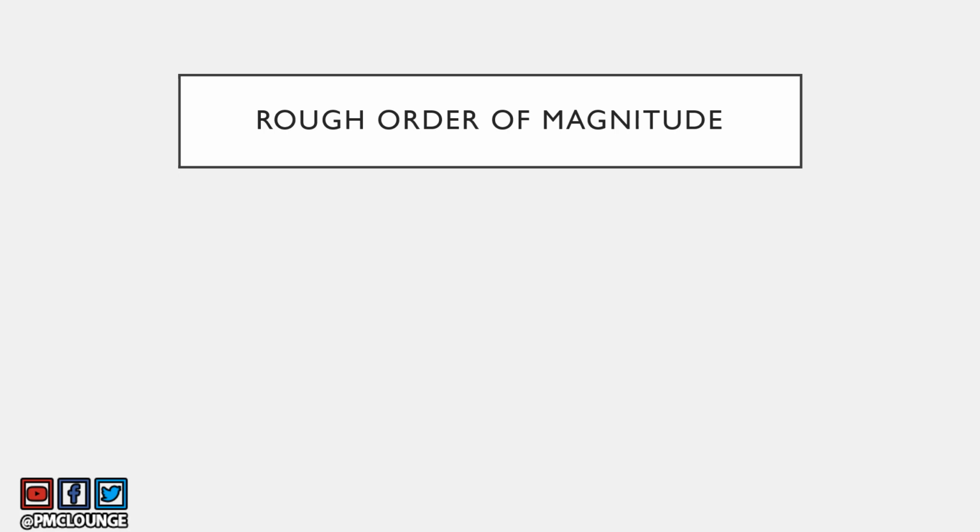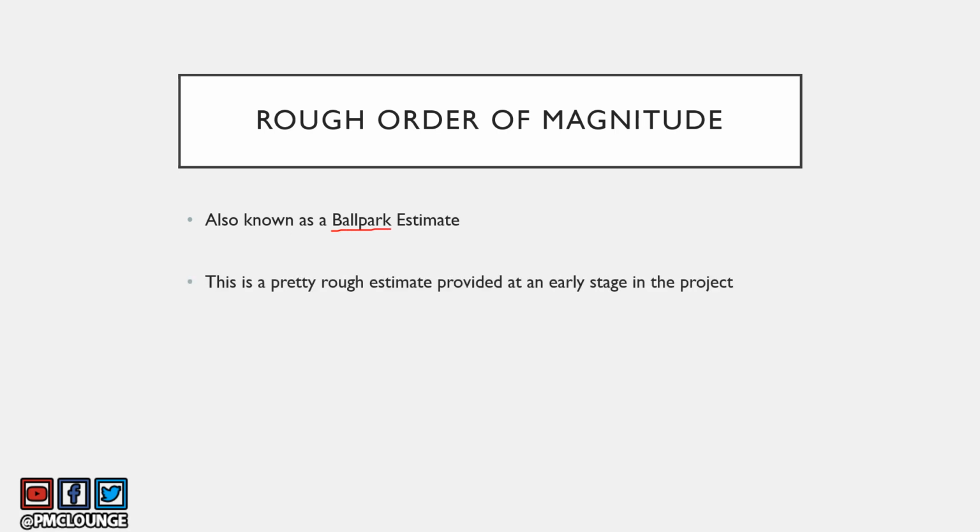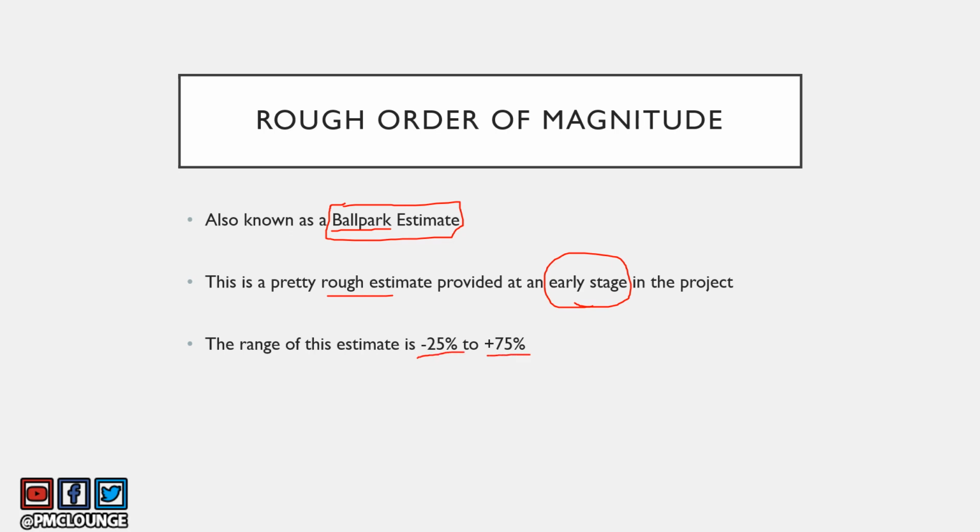Now let's talk about rough order of magnitude, ROM, which is also known as a ballpark estimate. Now this should be clear, right? The name itself is a rough order of magnitude. It is also known as ballpark estimate, and this should fairly give you an idea that this is a pretty rough estimate and this is provided at an early stage of the project. So you may not have a lot of details about the project when you provide the rough order of magnitude estimate. The range of this estimate is minus 25% to plus 75%.